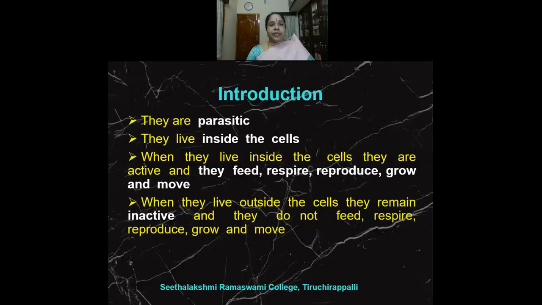They are parasitic. They live inside the cells. When they live inside the cells, they are active. They feed, respire, reproduce, grow, and they can also move. All these can happen only when the virus gains entry into the cell. And that is why during this lockdown, the government instructs that we should remain safe indoors. When we venture outside, and if the viruses are present in the atmosphere, they may gain entry into the human body and cause illness. When they live outside the cells, they are inactive and they do not feed, respire, reproduce, grow, or move.